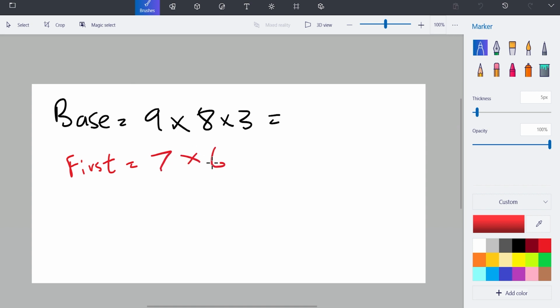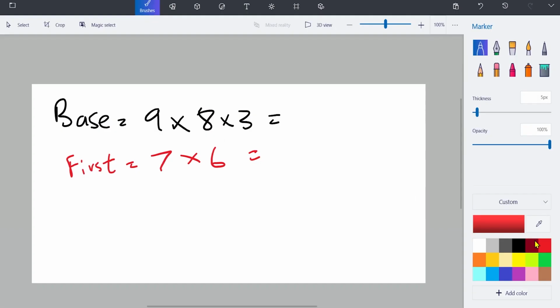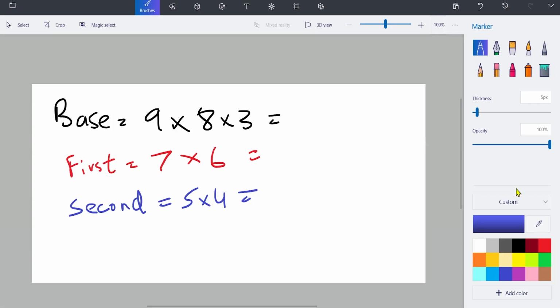7 by 6 is equal to then here we have 1 2 3 4 5 by 4, second one, second, five by 4, and then finally this block at the top, which is 1 2 3 4 5 6 7 8 9 2 times. So that's 18 at the top.